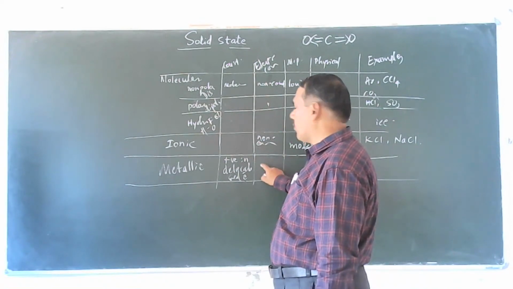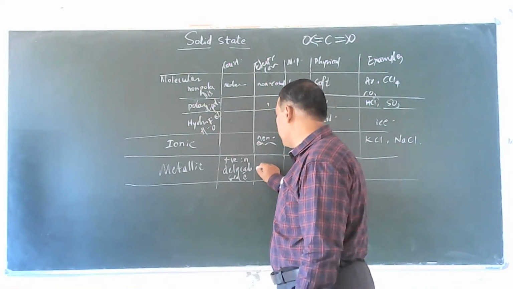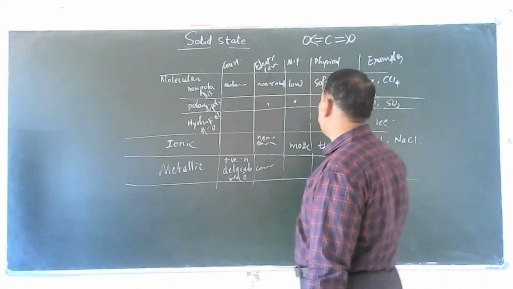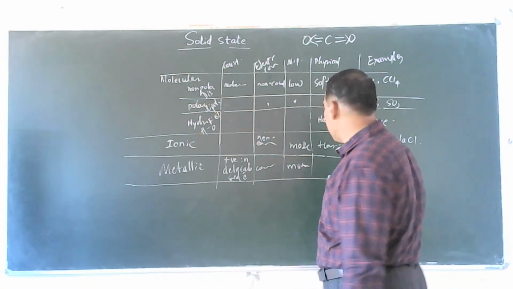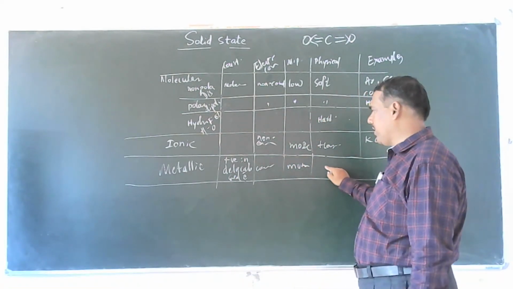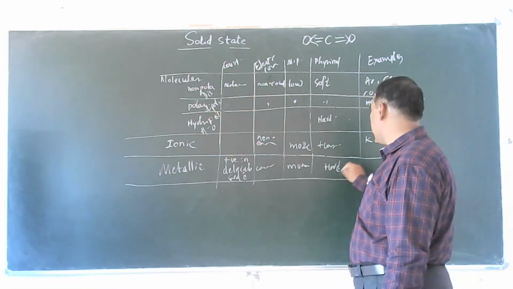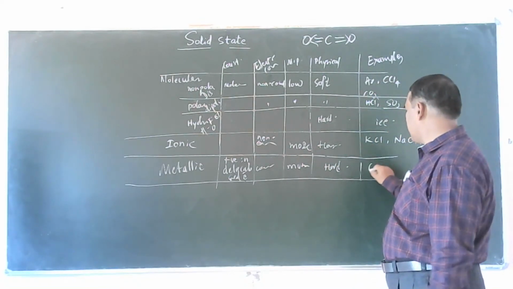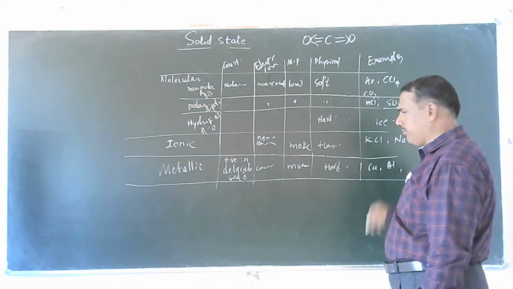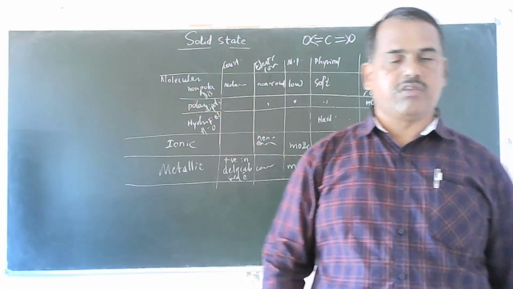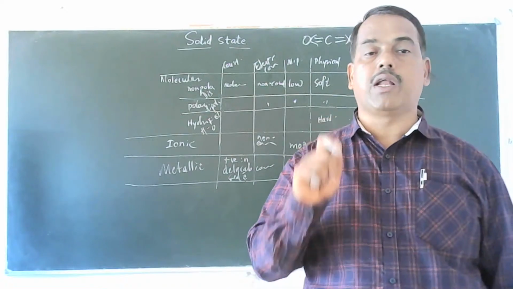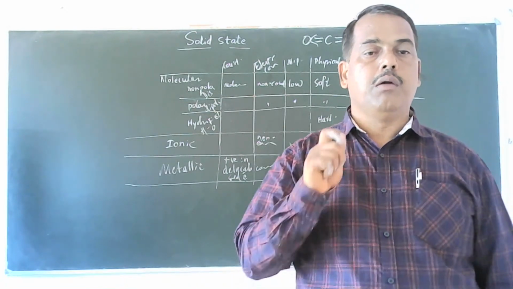Again, what about electricity? They are good conductors of electricity. What about melting point? Melting point is high. Then, what about physical state? These are hard. So copper, aluminum, they are good conductors, the resistance is very less. So, these are some of the points we have to remember about metallic solids.